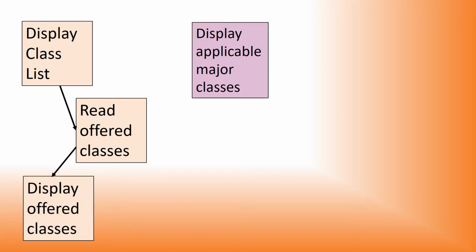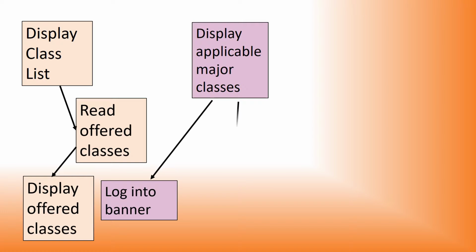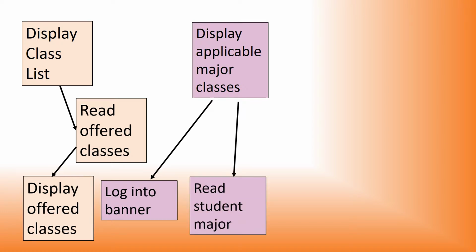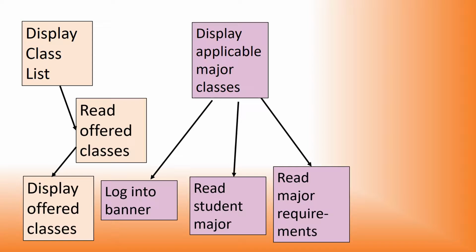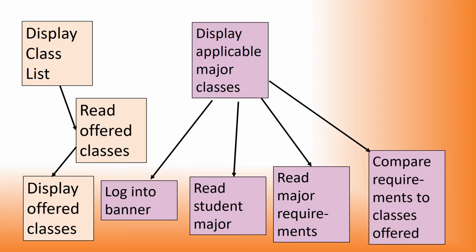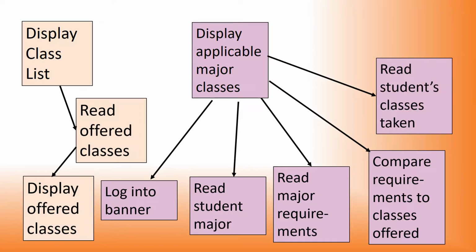The Display Applicable Major Classes feature needs some serious breakdown. First, we have to log into the Banner system. Then, once we know who the student is, we'll have to find out what their major is, look up the class requirements for that major, and compare them to classes offered next semester. When we have that list, we'll need to get a list of classes the student's taken so we can see which of the classes for the major the student meets the prerequisites for. Let's look these over one more time to see if we're done with the analysis.